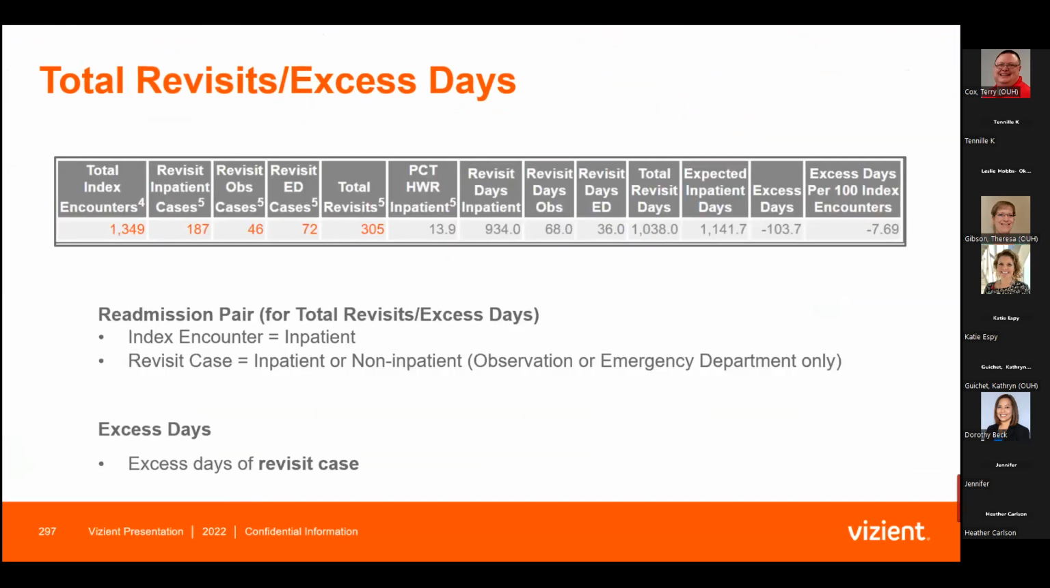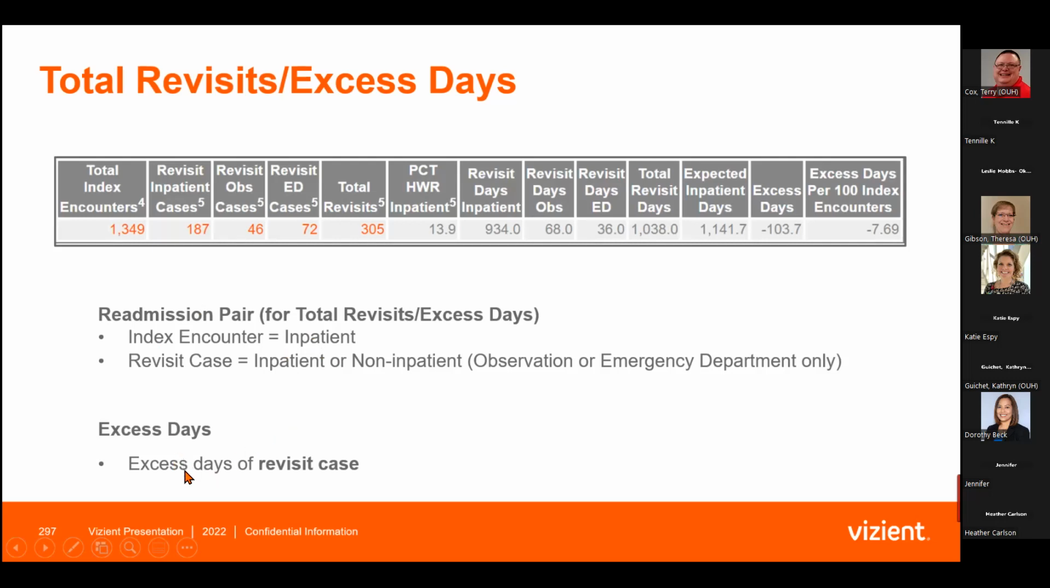So let's talk about the output. This is really the most important thing that I want you guys to take away. Again, based on our pair logic, we're still looking at pairing here. We always start with an index encounter for inpatient, but then our revisit can be either inpatient or non-inpatient, and non-inpatient would be your ED or your OBS. So it's capturing basically all three of those criteria options.